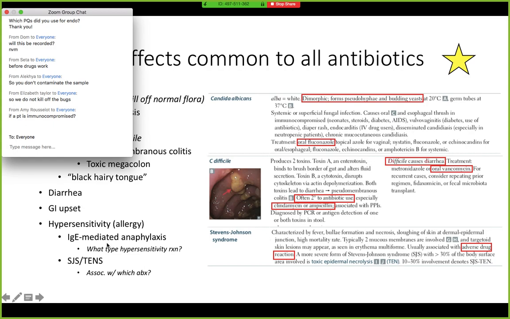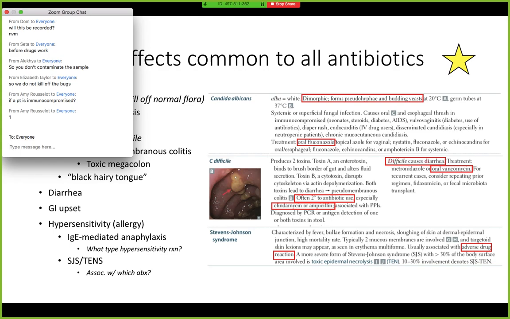And then also, last time we talked about the 4 types of hypersensitivity reactions. The type that's most commonly associated with a drug allergic reaction, an IgE-mediated anaphylaxis, what type of hypersensitivity reaction would that be? Right, type 1 hypersensitivity.